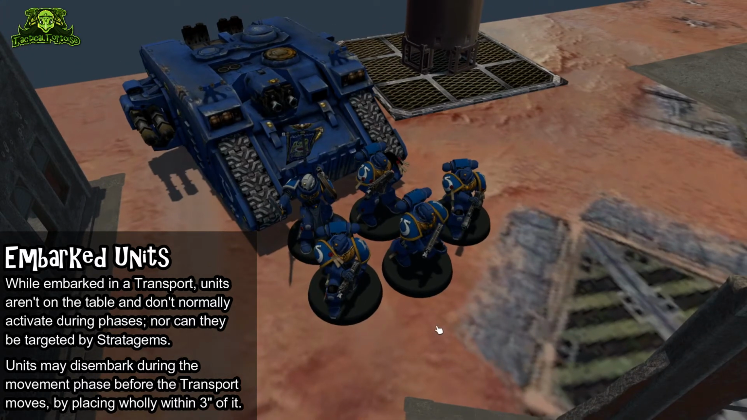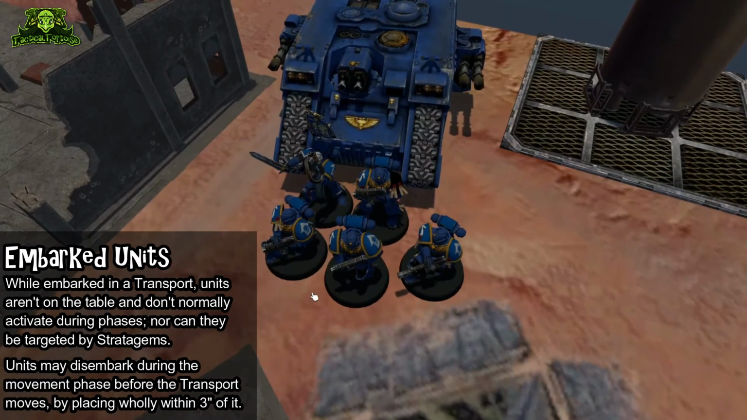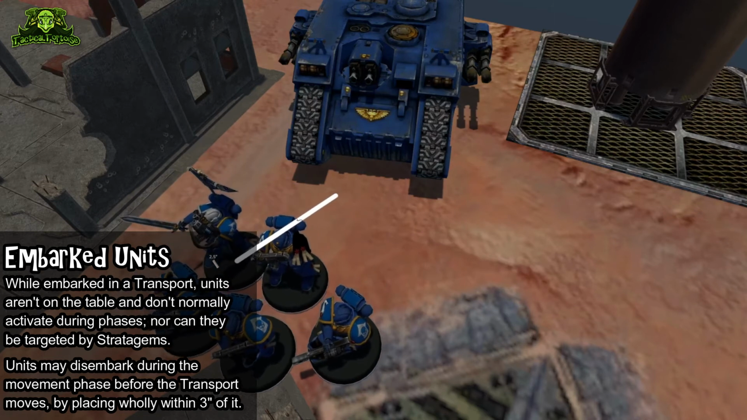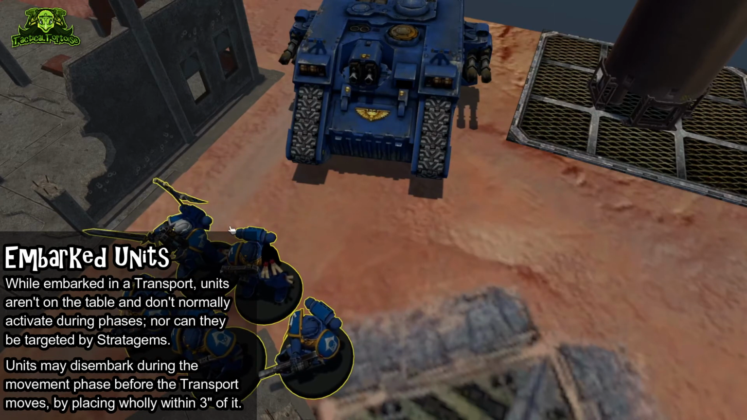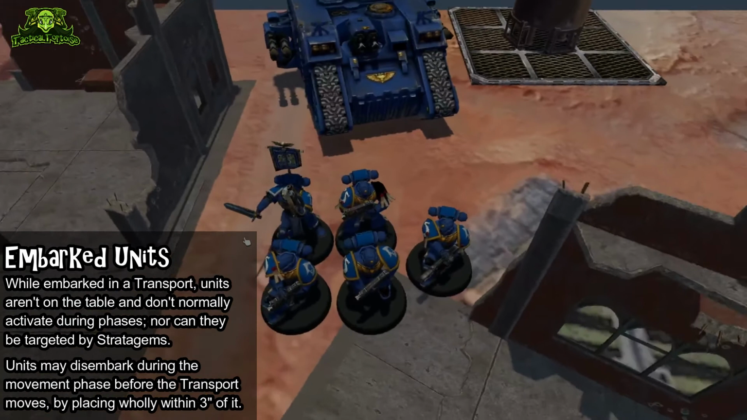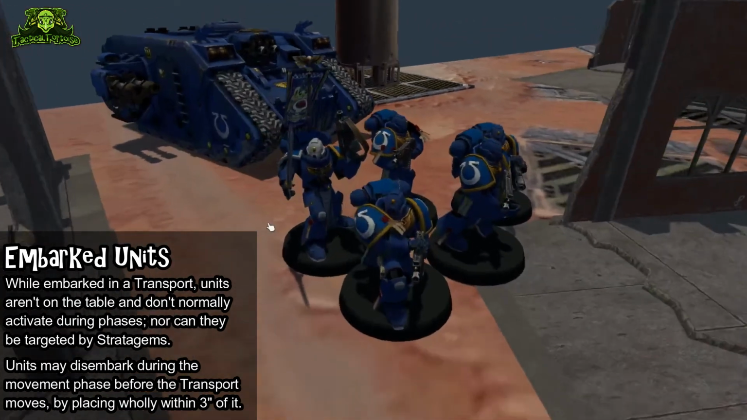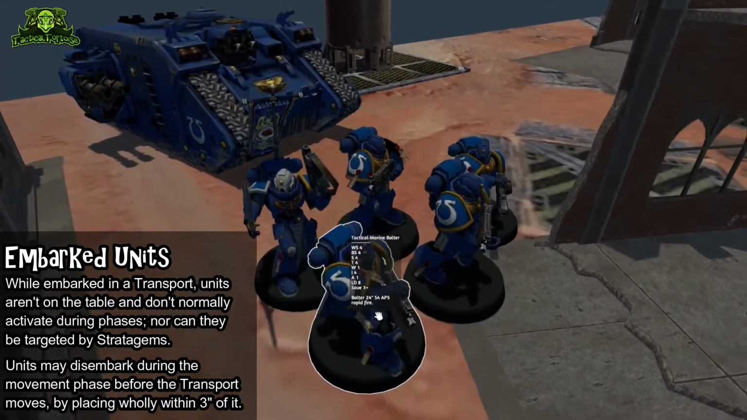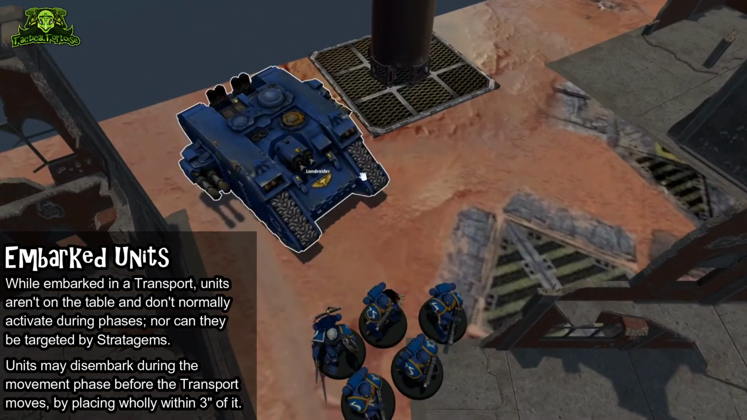A unit that disembarks a transport is always counted as having moved, so things like heavy weapons, if you're infantry, will always suffer -1 to hit. However, you can then act normally. You can move or advance and charge anything you want to. You can't obviously be placed within engagement range of enemy models, but you can just go ahead and continue to move on with your turn and shoot with them in the shooting phase and charge with them in the charge phase. It is important to keep in mind, however, that this has to be done before the transport moves.